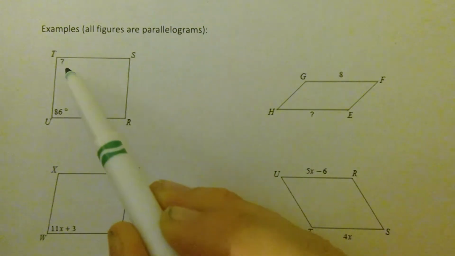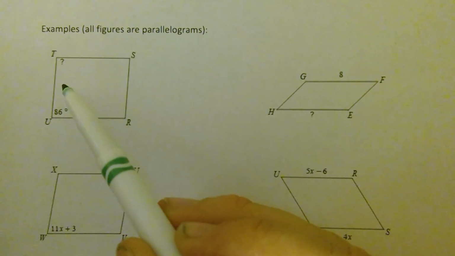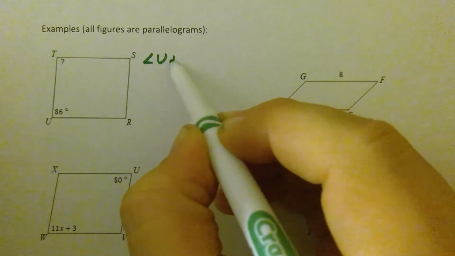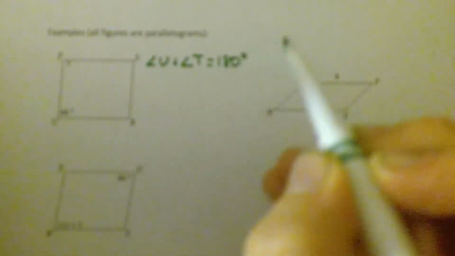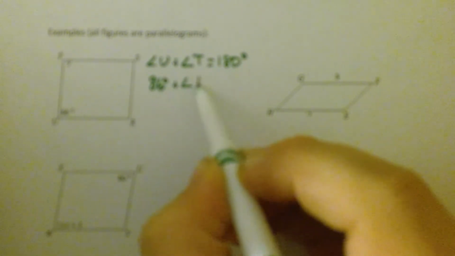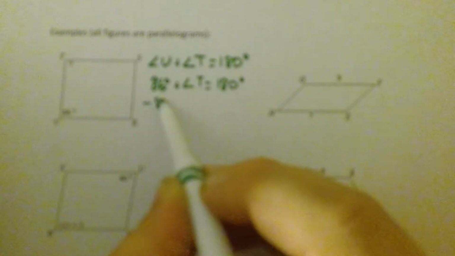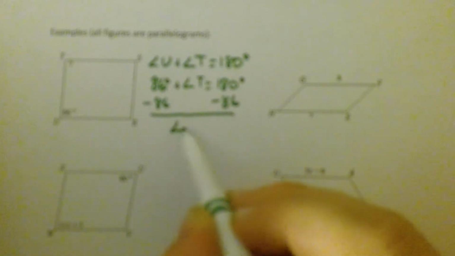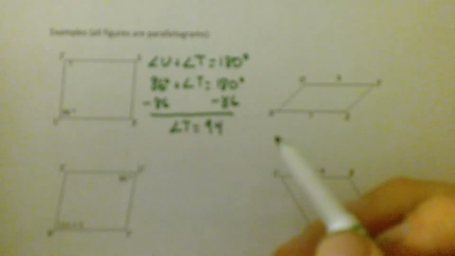We have angle U and angle T. So they are next to each other. They're what we would call adjacent angles. So that means that angle U plus angle T equals 180 degrees. We know that 86 degrees plus angle T equals 180 degrees. We can subtract 86, and we know that angle T equals 94 degrees.